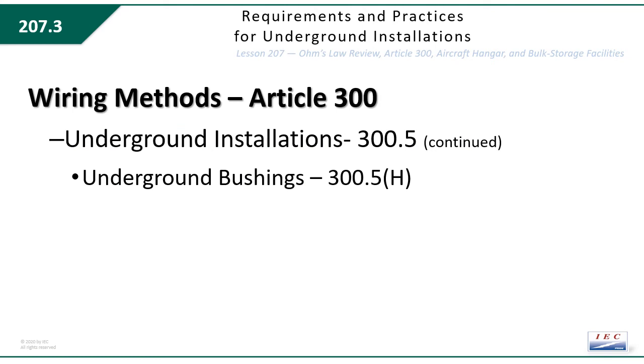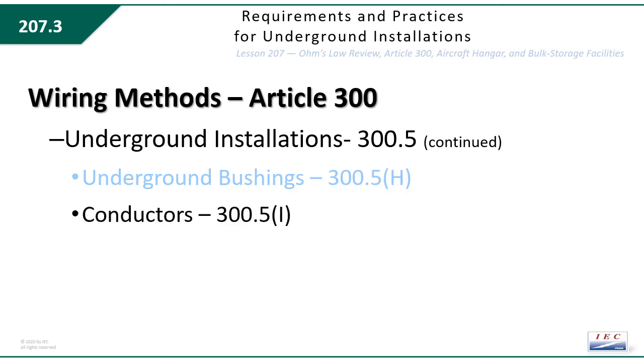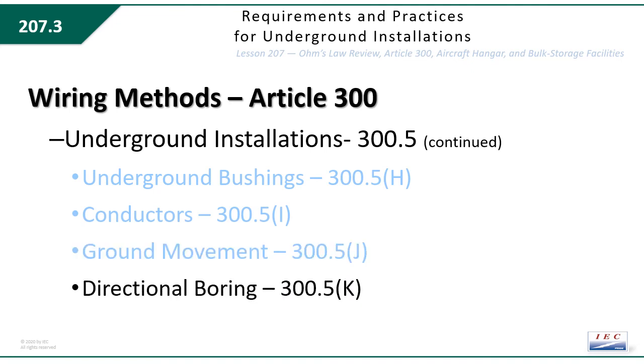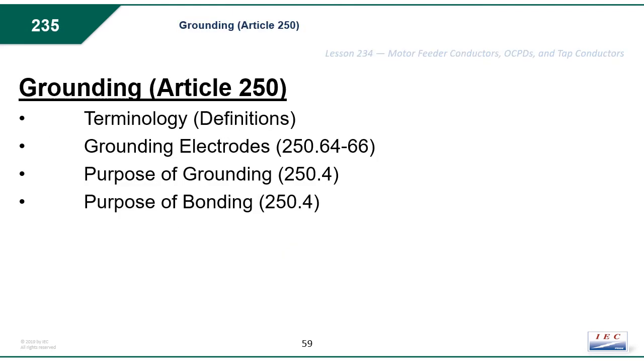So knowing where to turn, underground installations, 300.5H for underground bushings, 300.5I for conductors, 300.5J for ground movement, 300.5K for directional boring. And again, I'm just trying to give you the basic code references so you can find what you're looking for when asked questions about it. Remember, for coverage, to turn to Table 300.5 when it comes to amount of coverage over buried underground installations.